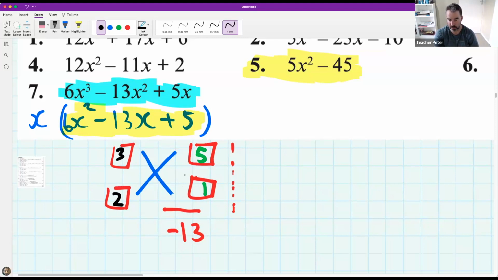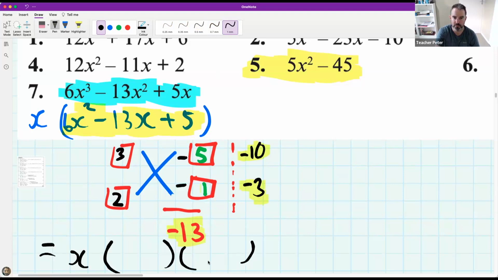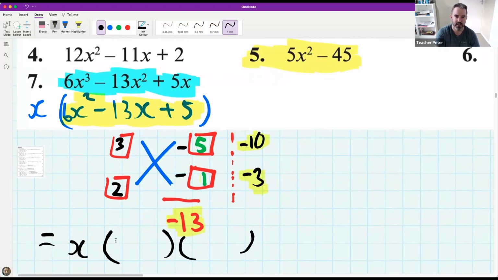But we now need to put our positives and negatives on this side. And we have to have a negative and a negative, because this will give me minus 3 and this will give me minus 10. And together, those will give me that. And the other thing I need to watch out for is negative 5 times negative 1 gives me plus 5, which is good. So our final answer will be x, open 2 brackets, and then 3x minus 5 and 2x minus 1.